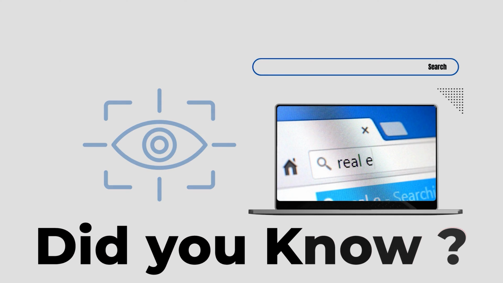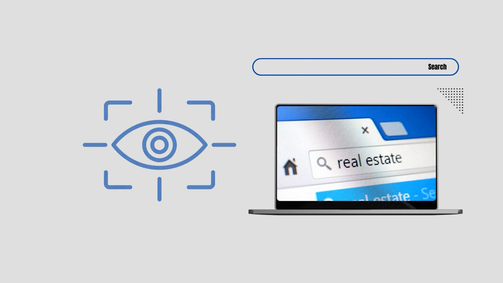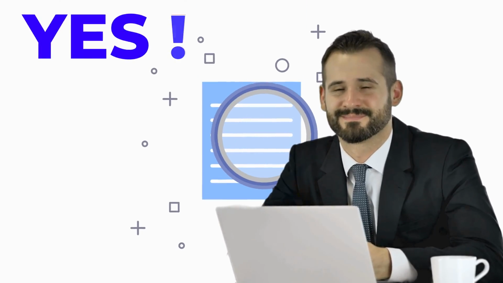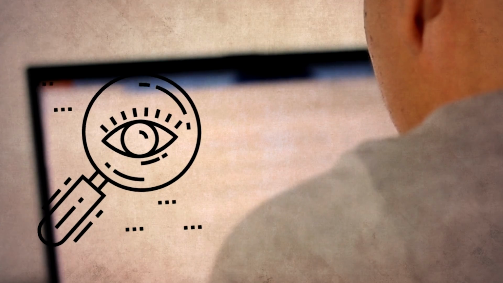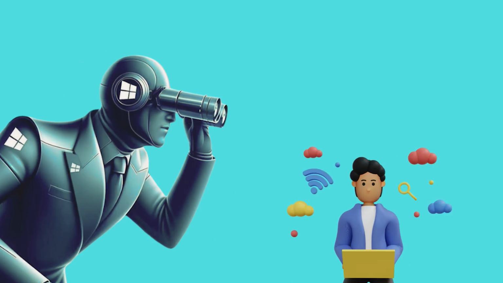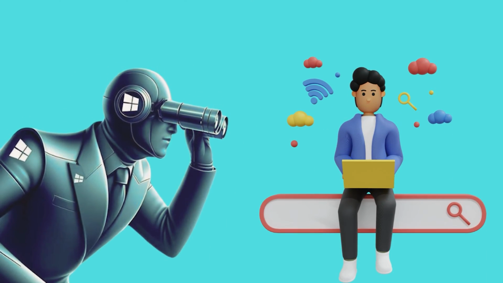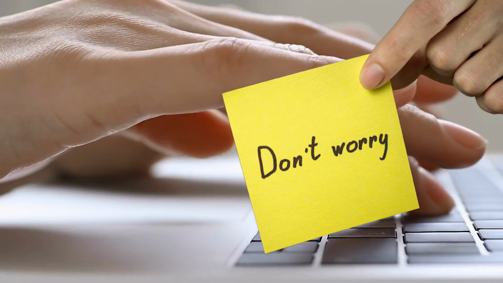Did you know that every time you search for something or browse the web on your Windows computer, it's keeping track? Yes, that's right. Your searches and browsing history are being recorded quietly in the background. In this video, we're going to reveal how Windows secretly records your searches and browsing history. But don't worry, you're about to take control.